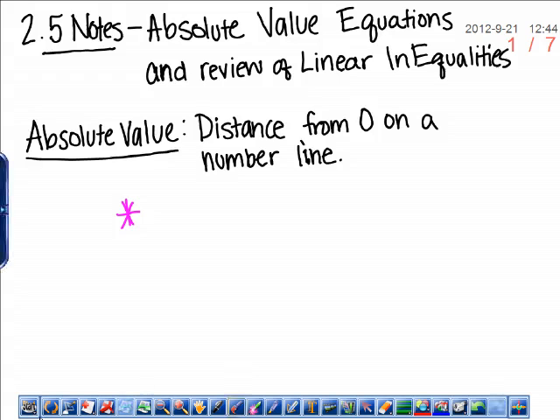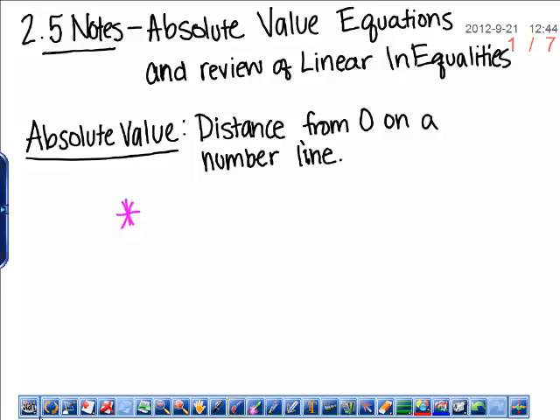Today's notes cover working with absolute value as an equation, as well as a review of linear inequalities. The reason we're doing these two different things, which seem disconnected, is because we're going to need both of them in order to solve absolute value inequalities, which we're going to start on Monday. So today we're going to talk about absolute value equations, and then in a little while we'll talk about linear inequalities. Everyone should remember that absolute value is the distance from 0 on a number line.